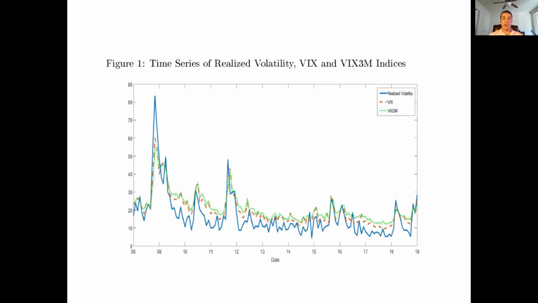So let me show you a picture of volatility. I have both the 1-month volatility and the 1-month VIX and the 3-month VIX. And in the blue line, I have realized variance or realized volatility. And the most obvious thing is that realized volatility tends to be lower than risk neutral or option implied volatility. And that is the negative variance premium. This is well known, it's not original, but it's just kind of cool to look at it.